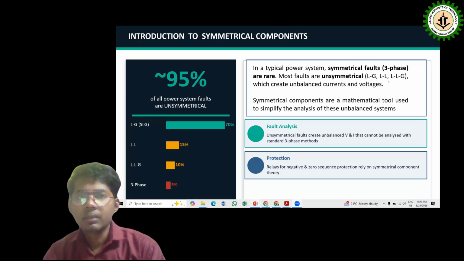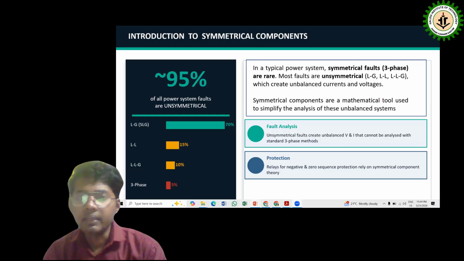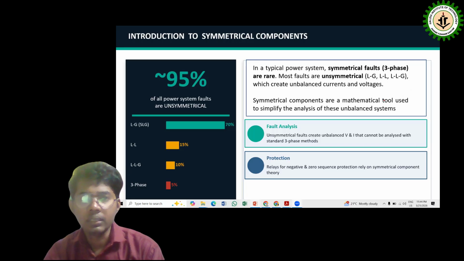We have discussed what is fault, what are the reasons for fault, then the types of fault like series fault, shunt fault, again symmetrical fault and unsymmetrical fault under the shunt fault, the difference between symmetrical fault and unsymmetrical fault, and then which fault is more severe. After that, the fault current limiting reactor, etc. Now today we'll discuss the symmetrical component.